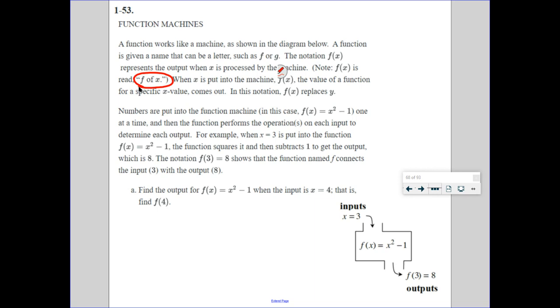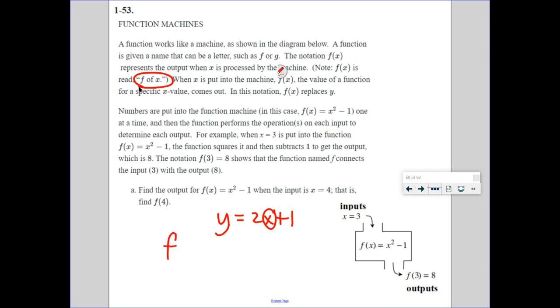Does that make sense? F of x, function of x. We're trying to find what happens when you plug in x. When x is put into the machine, f of x, the value of a function for a specific x value comes out. And this notation, f of x, replaces y. So it's really kind of the same idea, like if I had y equals 2x plus 1, well then x could be anything, and you just plug it in there, and y will be anything depending on what x is.